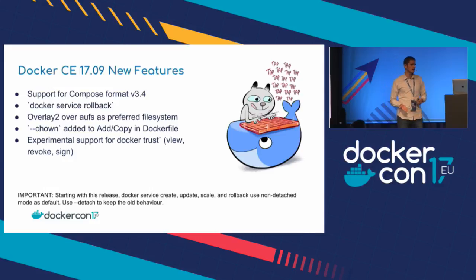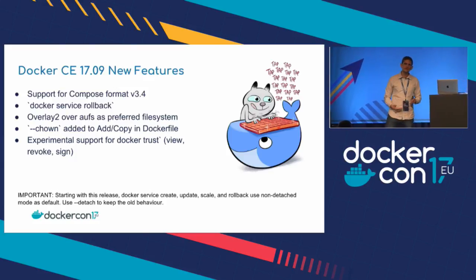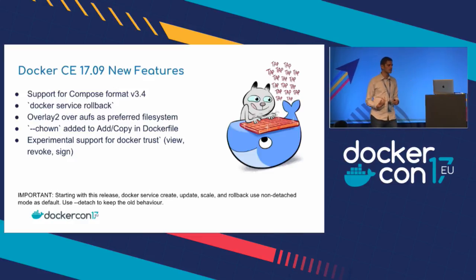Docker service rollback. This command allows you to roll back your configuration of your service. Let's say you do a Docker service update to scale up the replicas or change the image, but you're finding for whatever reason that's not working. Docker service rollback will allow you to immediately roll back to the previous configuration and thus make sure that you can double check to see everything's okay. This existed in the API, and now it has an explicit CLI command. The third is overlay2 over AUFS as preferred file system.